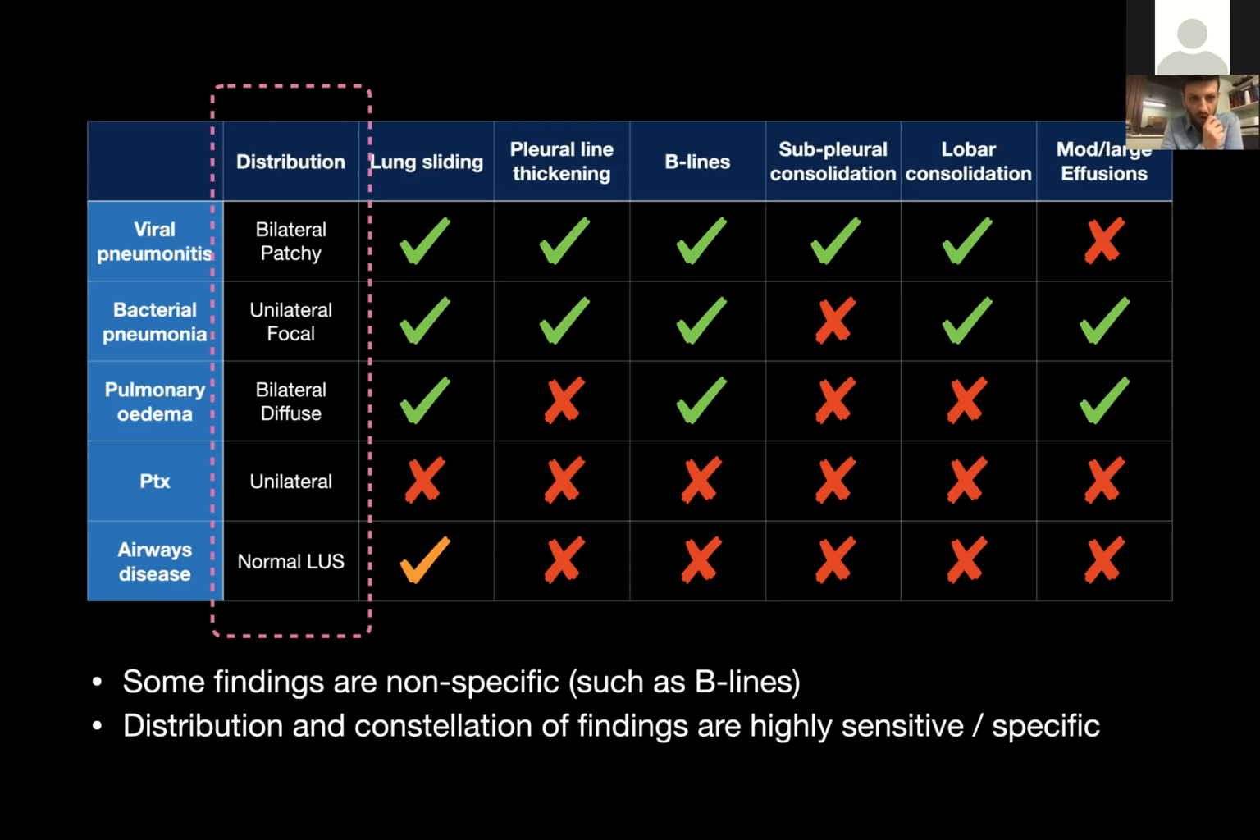So whenever you're looking at all of your ultrasound images, after you've done a scan, just think about where you're seeing the changes and how they're distributed. And that's going to help you with your differential diagnosis.